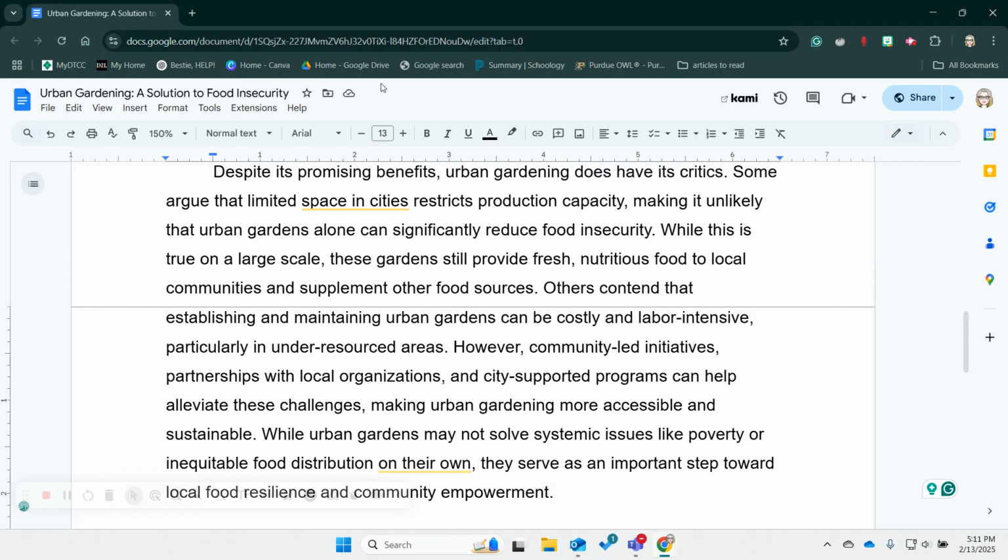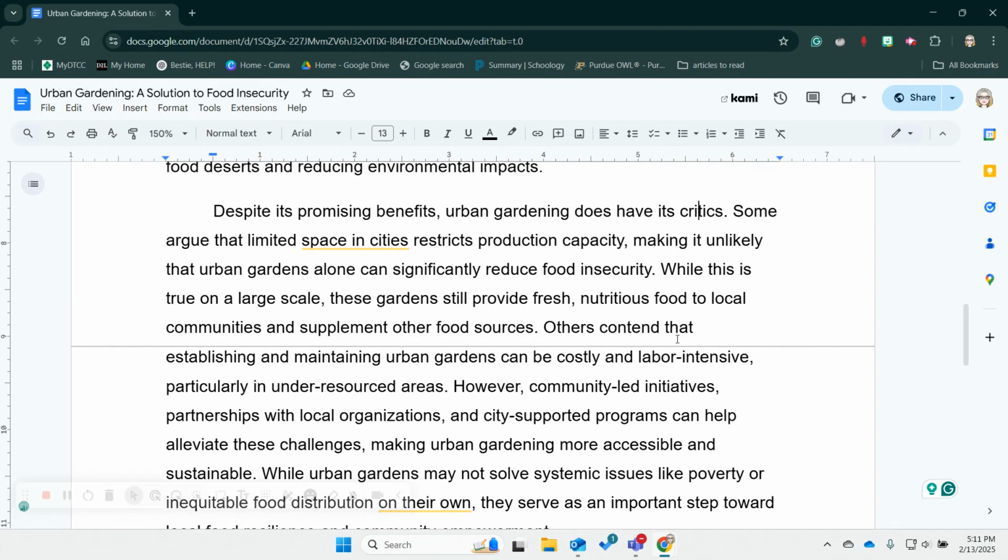Okay, so we see critics, some argue, others contend, right? So we're hearing the other side of the argument, and then the author doesn't just leave it hanging. They come back and say, okay, I see that point. Now, sometimes you can come back and say, no, that's absolutely wrong. So these are more concessions, okay, I see that. But then there could be something where you're pointing out that the opposing viewpoint is completely wrong. That's another way.